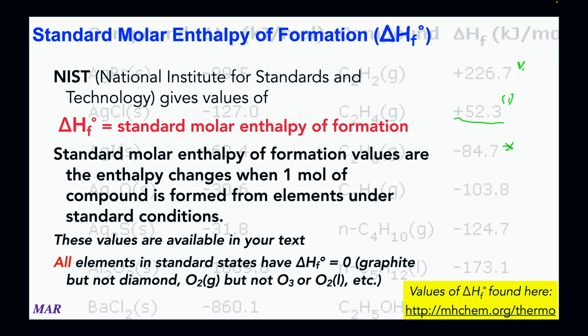One thing that's not listed in the background picture, but you will see in the table, is that all the elements in their standard states will have heats of formation equal to 0. So standard states would mean graphite for carbon, but not diamond, because diamond's a lot more rare. Oxygen as a gas would be 0, but not ozone, not liquid oxygen, stuff like that.